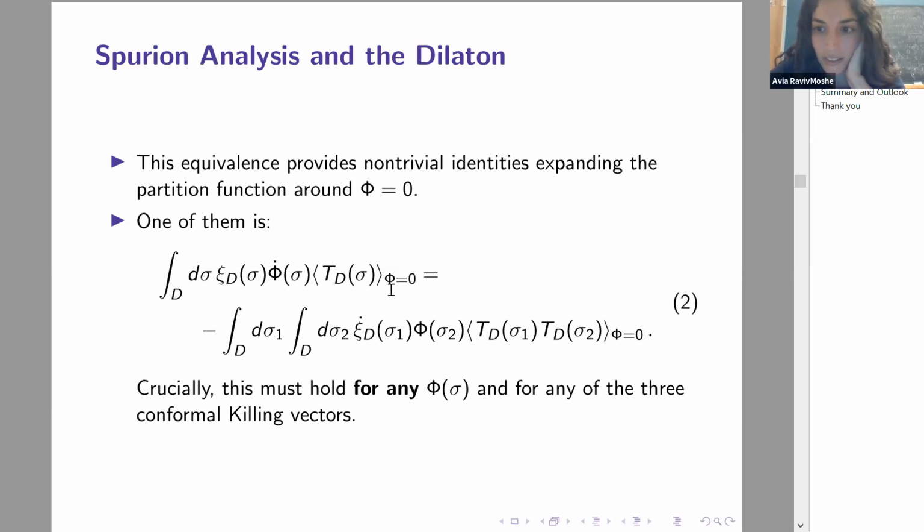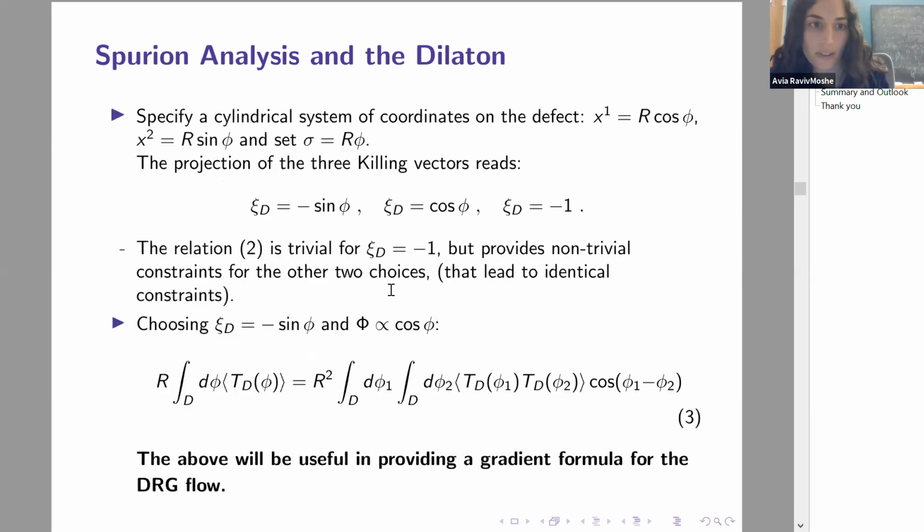Okay. So crucially, this identity must hold for any phi of sigma and for any of the 3 conformal Killing vectors zeta D. So now it's a good time to specify a coordinate system. We use what is called a cylindrical coordinate system. So we pick x1 to be r cosine phi, and we pick x2 to be r sine phi, and we set sigma to be r times phi. And now we can calculate the projection of the 3 conformal Killing vectors associated with the SL(2,R). This is the result. This one is just simply for the translations along the line.